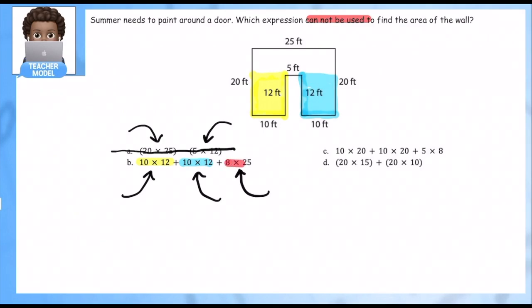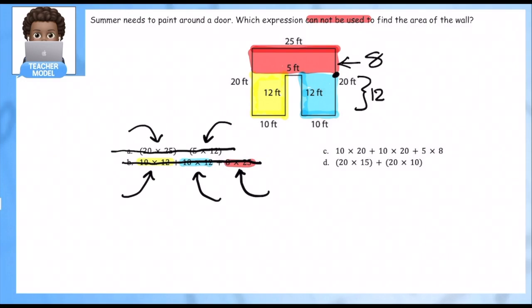And the last part, 8 times 25. I see a 25. Where do you think they're getting the 8 from? The 8 would be this section right here, from here to here. Because I know this part over here is 12, this second part over here has to be 8, because the total area of this side is 20. So this is 25 times 8. You can see this is another way of showing decomposition. This one's also valid, so we're going to cross that one out. That one can be used.